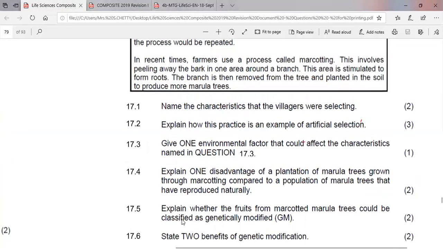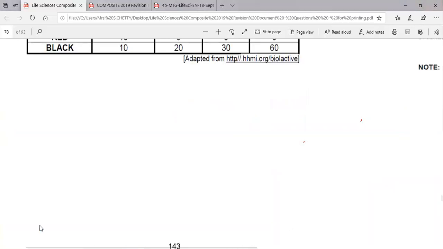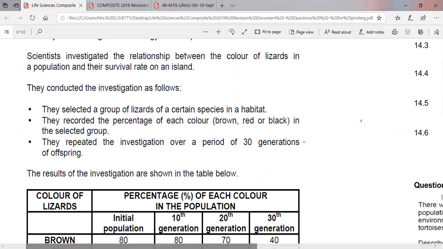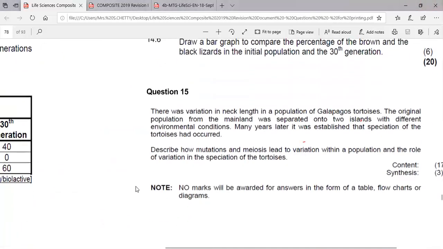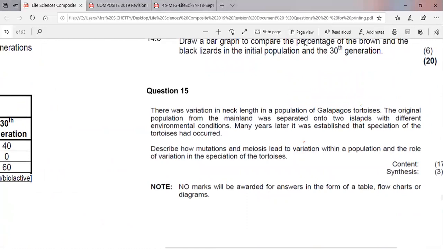I wanted to go back to question number 15 with that essay. Notice the essays can come from anywhere in your text, my darling, anywhere. There was variation in the length of the neck in a population of Galapagos tortoises. If you didn't even know how to pronounce Galapagos, that's even fine. So what was the variation in the neck? The original population from the mainland was separated into two islands with different environmental conditions. So that was speciation, isn't that so? Many years later, it was established that speciation occurred.